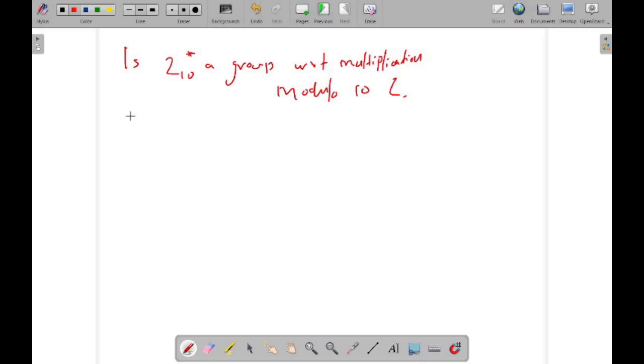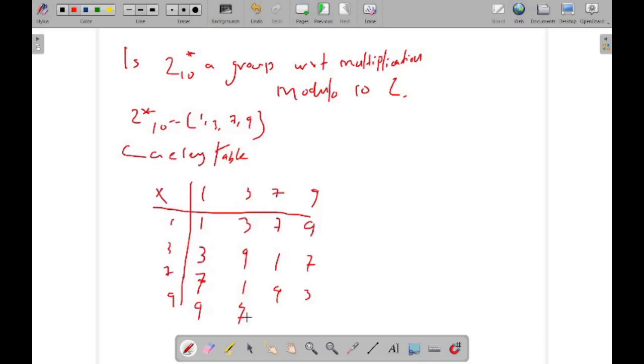Let us form the table. We know set 10 star is equal to 1, 3, 7, 9. In the table, 9 into 7 is 63 mod 10, it is 3, then 9 into 9 is 1. Okay, here the operation is closed, that is, all the resultant elements are members of the set, so the operation is closed.